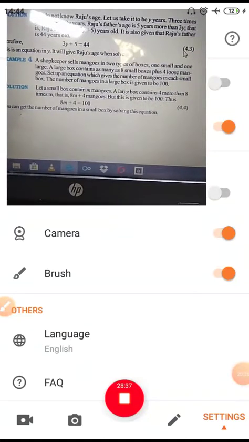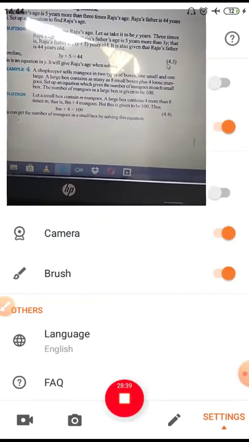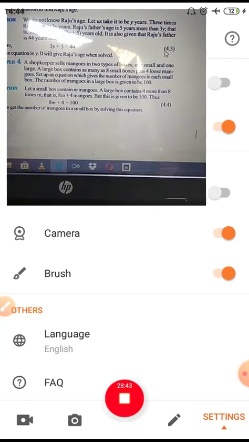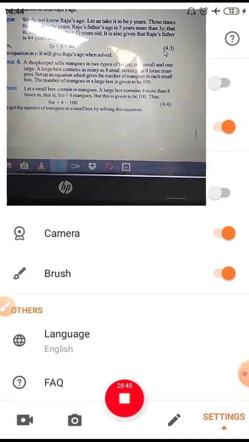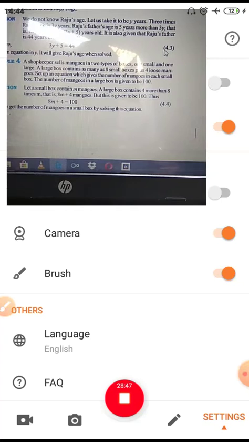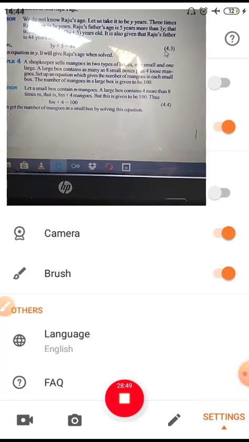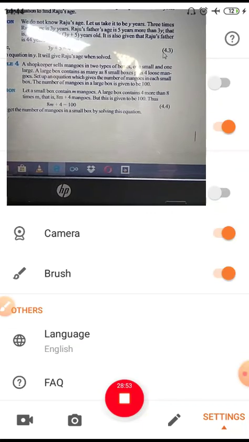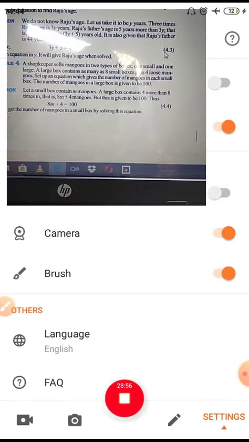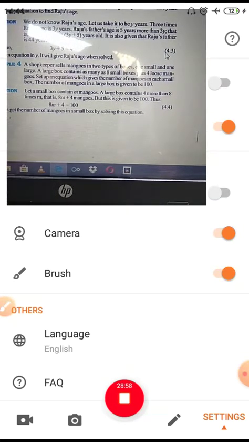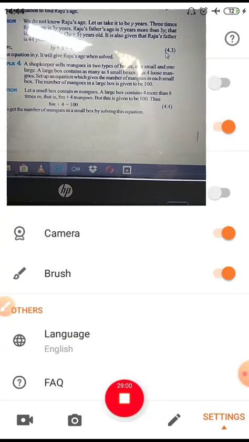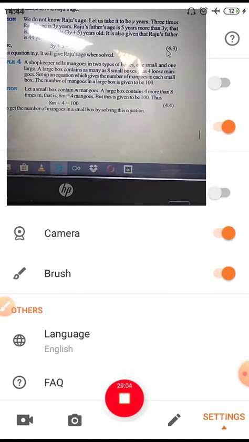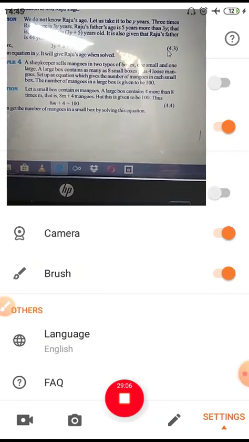Okay, dear student, I have a word problem for you. A shopkeeper sells mangoes in two types of box, one small and one large. A large box contains as many as 8 small boxes plus 4 loose mangoes. Set up an equation which gives the number of mangoes in each small box. The number of mangoes in a large box is given to be 100.